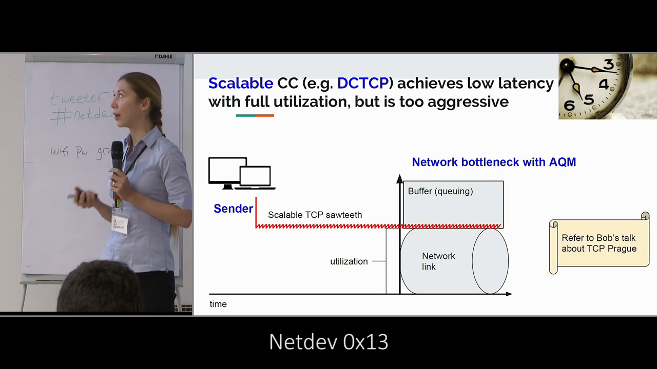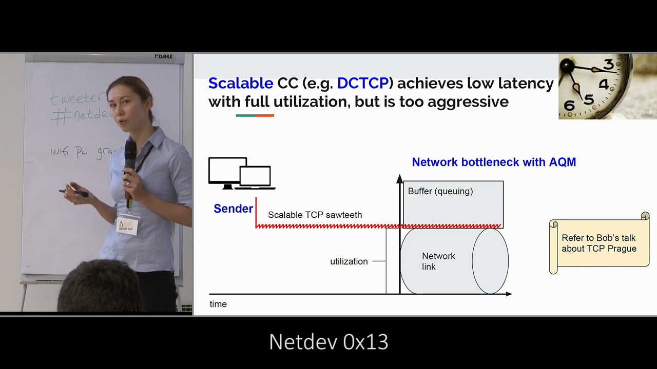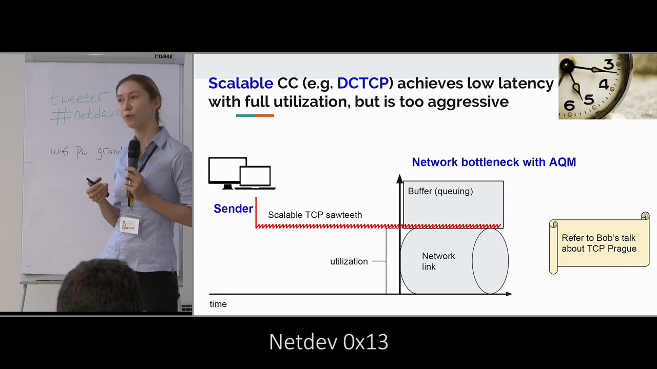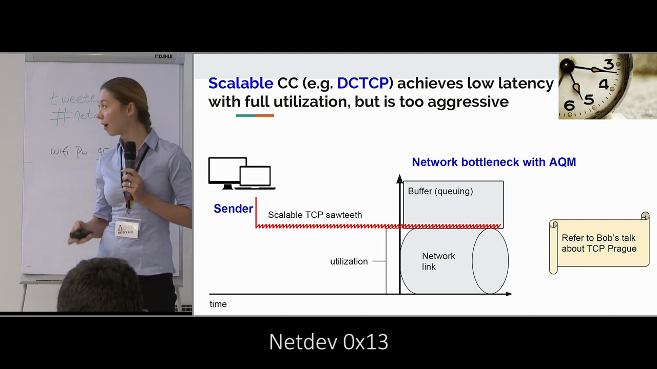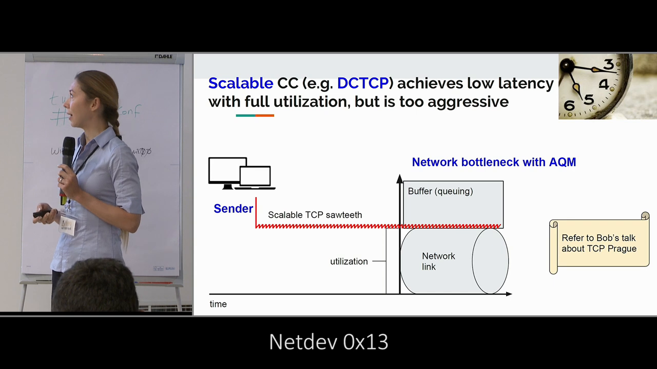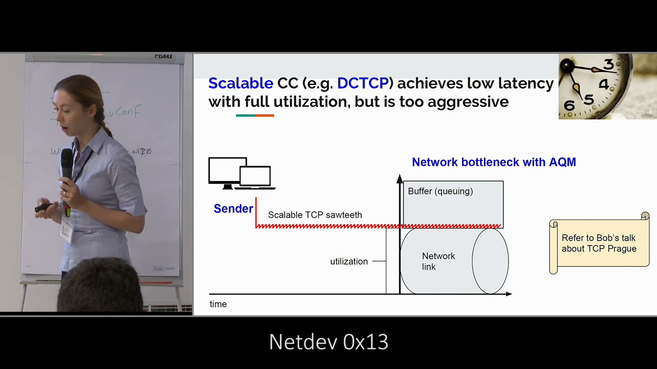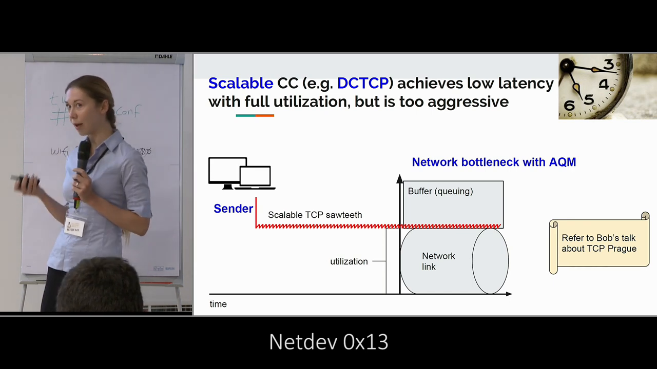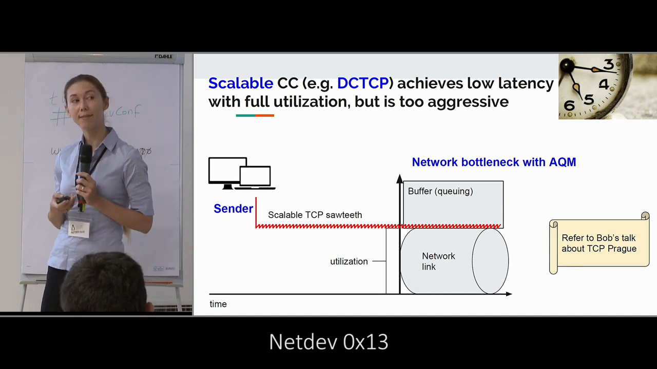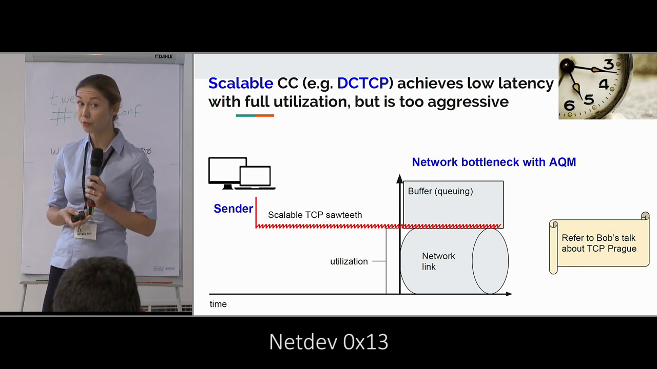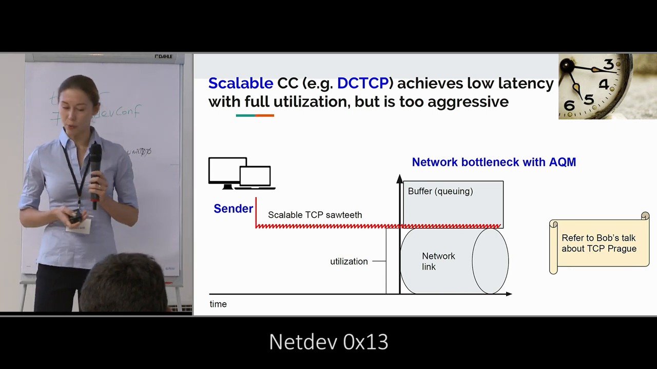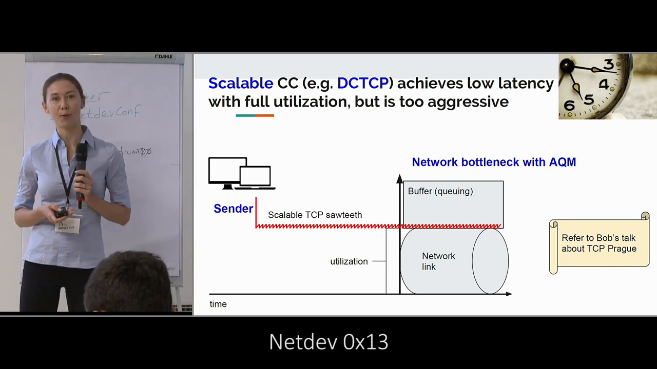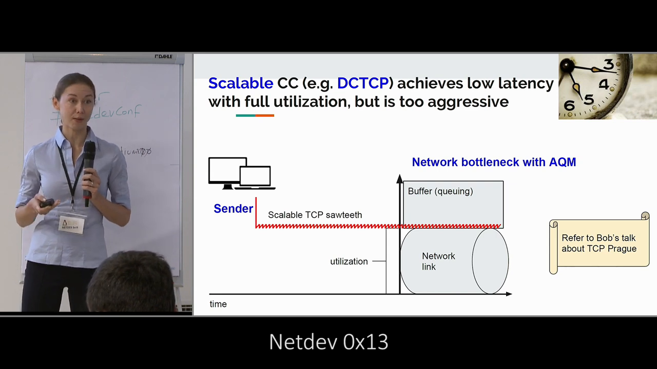The trick is to use the scalable congestion control with finer sawtooths, and you can refer to Bob's previous talk for the details on that. The scalable congestion control would achieve low latency, but the problem is it's too aggressive to be used on the public internet. It cannot be deployed because it will not be able to coexist with classic congestion controls.